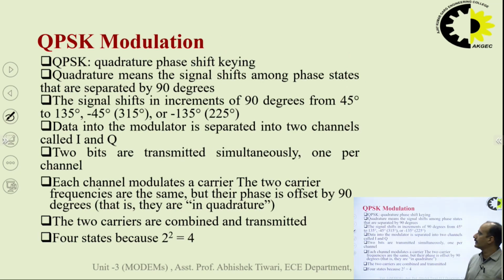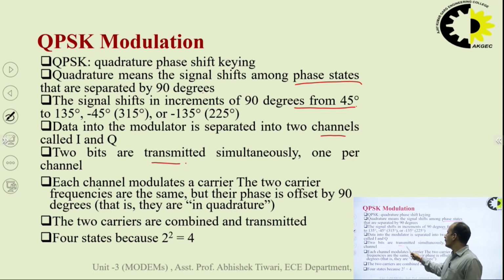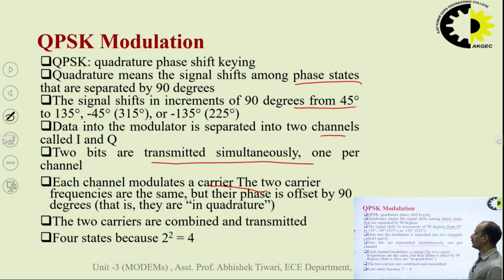Here you can understand that quadrature phase shift keying means shifting among the phase states by 90 degrees, and the signal shifts in increments of 90 degrees from 45 to 135 degrees. The data into the modulator is separated into 2 channels, I and Q. 2 bits are transmitted simultaneously, and each channel modulates a carrier. The 2 carrier frequencies are the same, but their phases are offset by 90 degrees. So the total possible states in this QPSK modulation are 4.